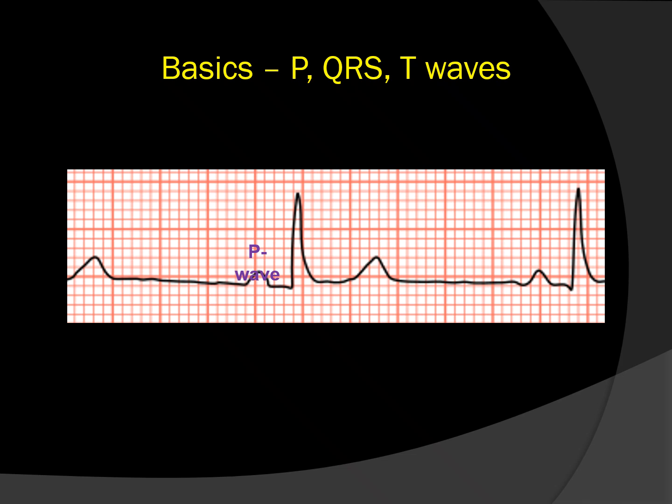The normal cardiac cycle begins with the P wave, which represents atrial electrical activity. This is followed by the QRS complex, which represents ventricular depolarization, and finally, the T wave represents ventricular repolarization.